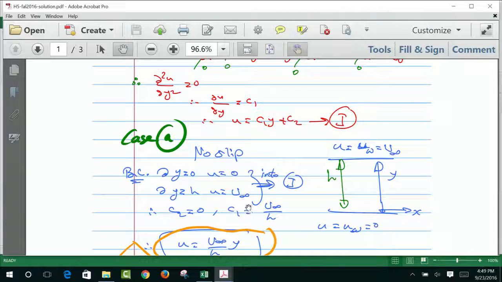This simple boundary condition application is exactly what we're going to do in the second part, except that the value is different. It's not going to be 0. In the second part, can you guess? You will have a slip. There will be a slip. The fluid doesn't have to stick to the wall.